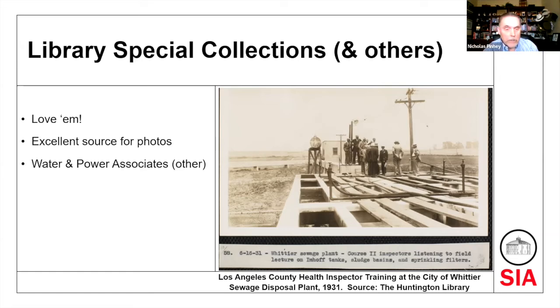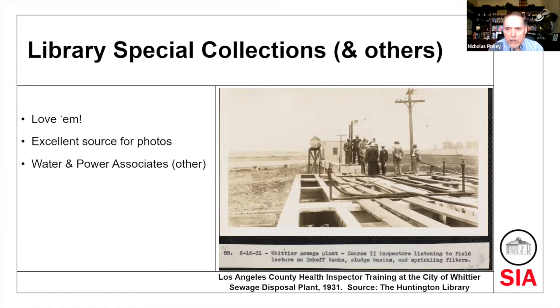What I'm showing you in the slide is a 1931 photograph from the Huntington Library showing the city of Whittier's sewage disposal plant, specifically showing one of the Imhoff tanks being used for training Los Angeles County health inspectors. The photo was obtained from the Huntington Library's digital collection and is a good example of the high-quality photographs that are often available through library sources.